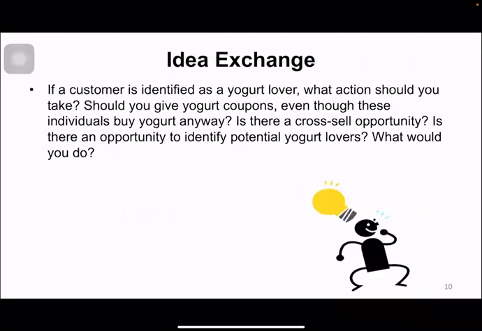So now it's time for you guys to think about if a customer is identified as a yogurt lover, what action should you take? Should you give them yogurt coupons, even though those individuals buy yogurt anyway? Maybe there's a new brand of yogurt. You want them to try, maybe they love it and they will buy more, right? Is there a cross-sell opportunity? Yeah, there may be a cross-sell opportunity.